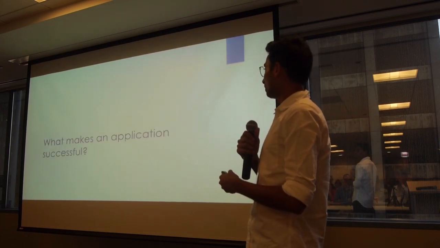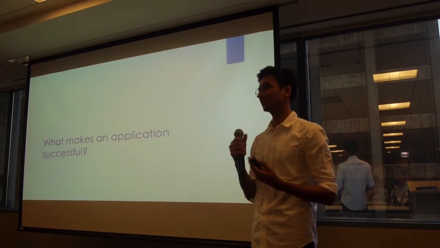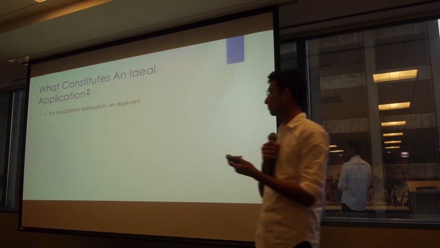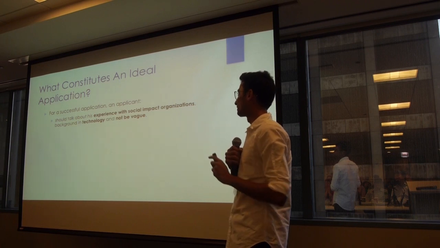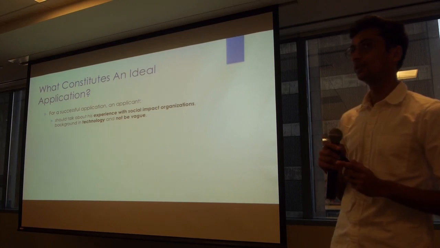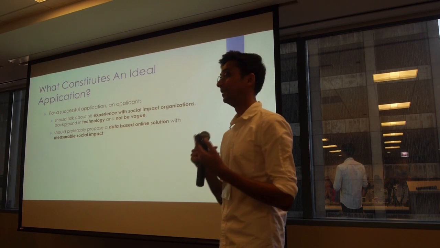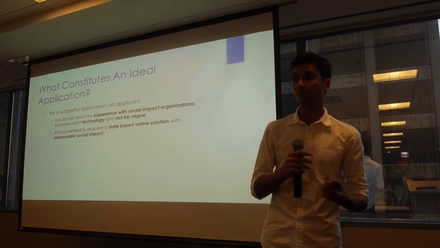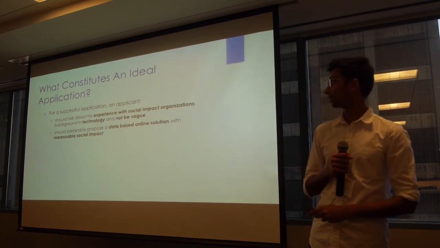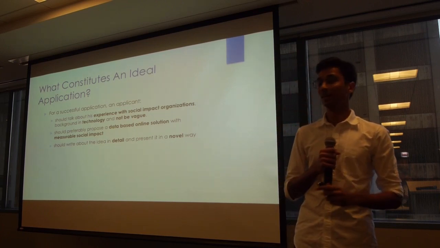So in conclusion, if any of you wish to apply to any social entrepreneurship venture fund or fellowship, here are things to keep in mind. For a successful application, an applicant should talk about his experience with social impact organizations, talk about his technological background, and try to cite concrete examples and not be vague. He should preferably propose a data-based idea which has an online platform, and should target an area with measurable social impact. He should write about it in as much detail as possible and present it in a novel way.